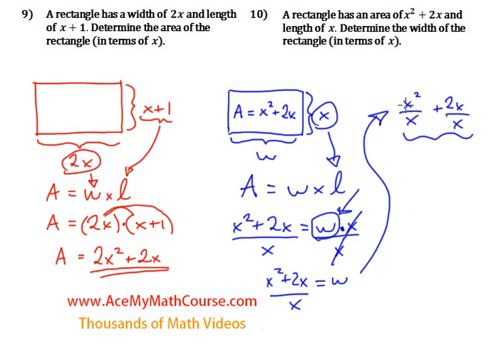And x squared divided by x is just x. We're essentially just dividing these two terms, and since the bases are the same, we can just subtract exponents. 2 minus 1 is 1. There's an invisible 1 here that I won't actually write, and 2x divided by x is just 2. So this is the width of the rectangle. There we go.